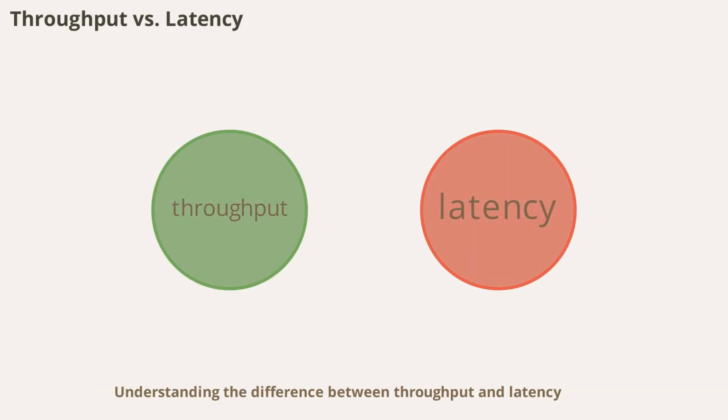Understanding the difference between throughput and latency is key to interpreting your test results. Throughput measures how many requests your server can handle per second, while latency is the delay between sending a request and receiving the first byte of the response. Both metrics are crucial for evaluating system performance and identifying potential bottlenecks.